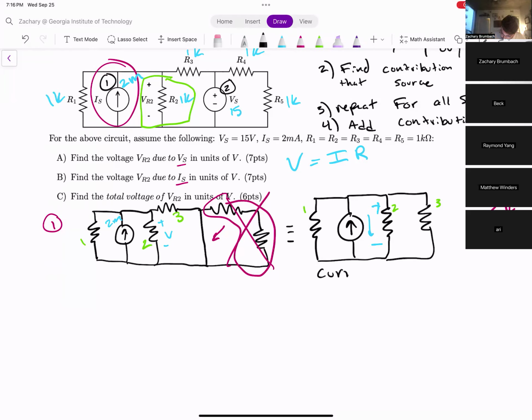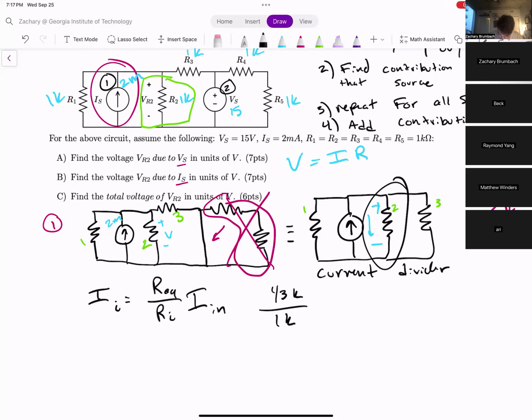So here we have a current divider. Okay, and the formula for that is I for that branch is equal to R equivalent over R_i times I in. So in this case, R equivalent for 3 1 kilo ohm resistors in parallel is 1/3 kilo ohm, divided by this branch's resistance, which is 1K, times I in, which is 2 milliamps. Okay, so this is just equivalent to 1/3 times 2 milli, which is 2/3 milliamps. Okay, does that make sense?